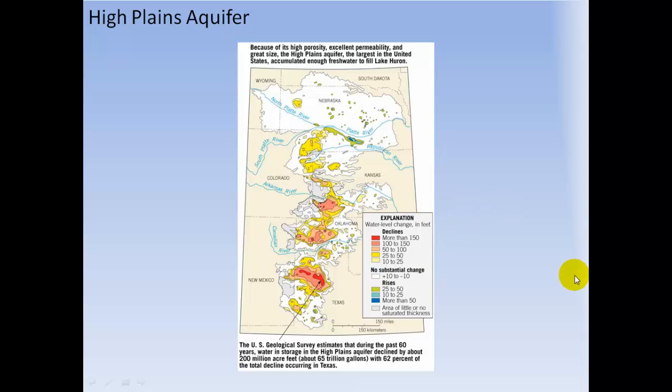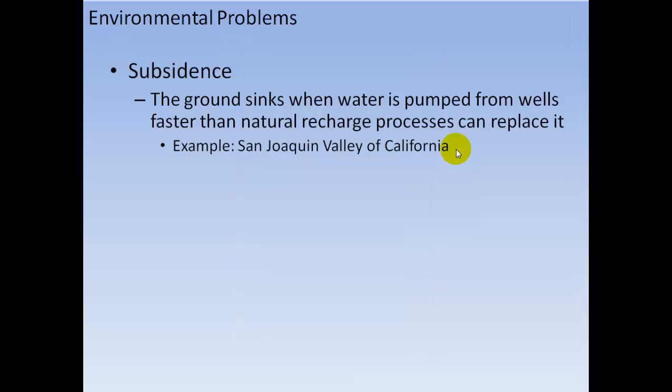Okay. The amount of water stored in this aquifer, according to the USGS, may have declined by over 200 million acre-feet, or over 65 trillion gallons, in the past 60 years.